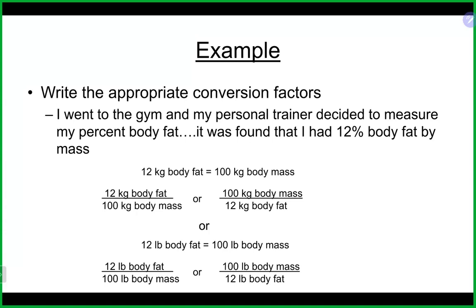Want to go more of a US sort of measurement, that means you got 12 pounds of body fat for every 100 pounds of body mass. And again, we get our sort of two conversion factors that we can use. So a lot of times, if you're given a percentage in a problem, it's really helpful just to convert it into a conversion factor, take a more dimensional analysis approach.